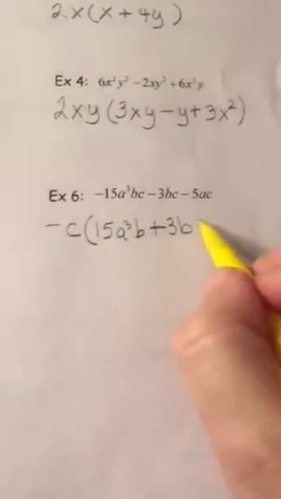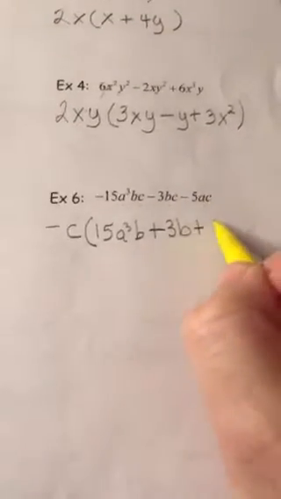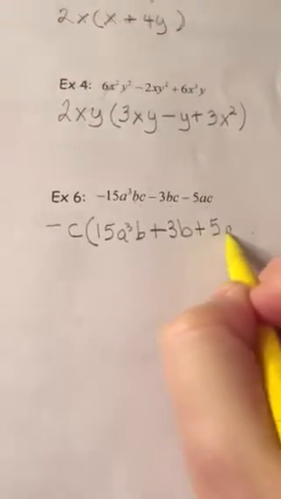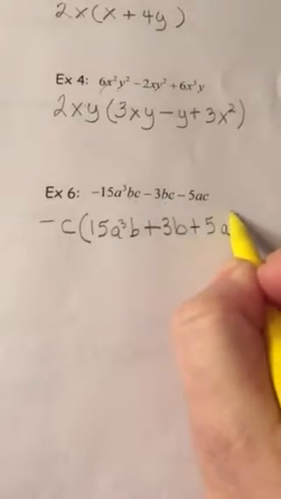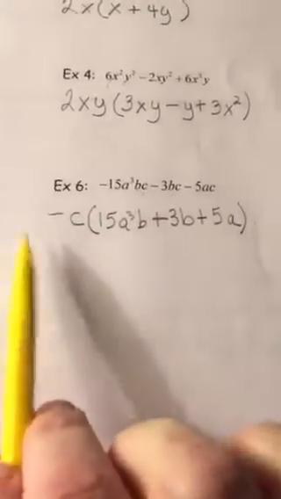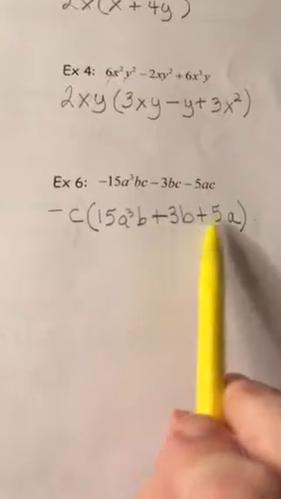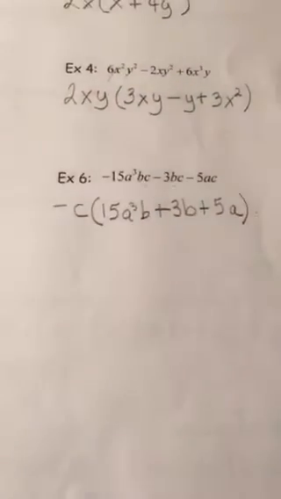Negative divided by negative is going to be a positive. And then we're going to have a 5a, but we're not going to have the c because the c would cancel out. And then if you take your negative c and you distribute it into each term, you should get back to the original.